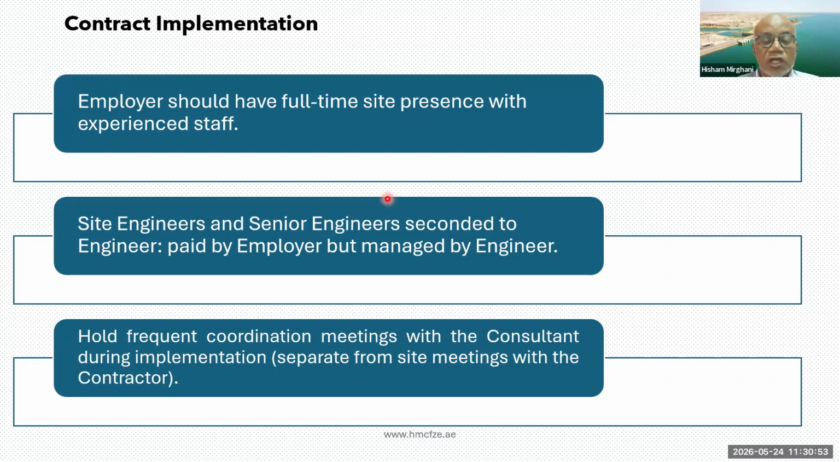In addition, we had a large number of site engineers and senior engineers who were seconded to the engineer. Basically, the engineer's organization on site had 4 levels. There was the engineer's representative and the chief engineers, and these 2 grades were expatriate staff. Then senior engineers, most of them local staff with some expatriate staff. And all the site engineers were local staff. The site engineers and the senior engineers were hired and paid for by the employer, but seconded to the engineer and managed by the engineer.